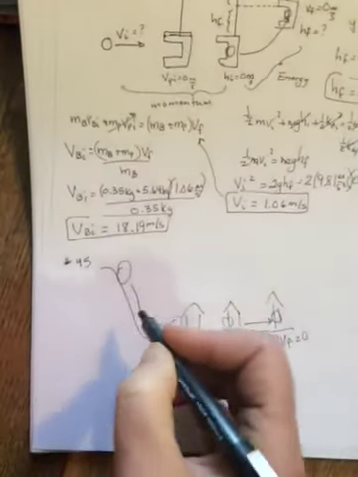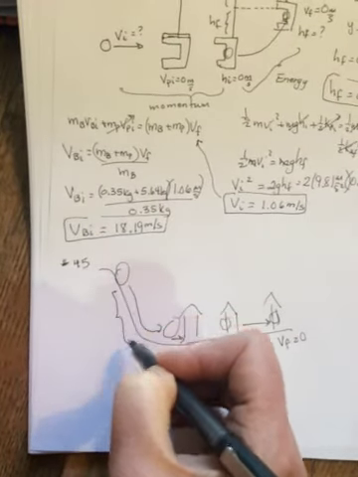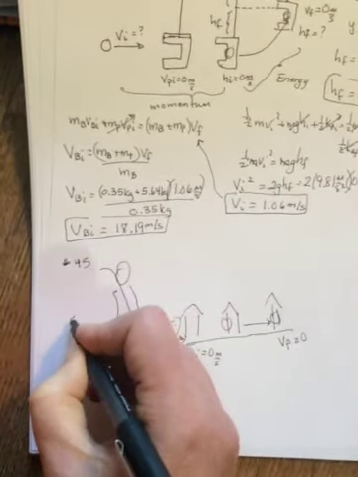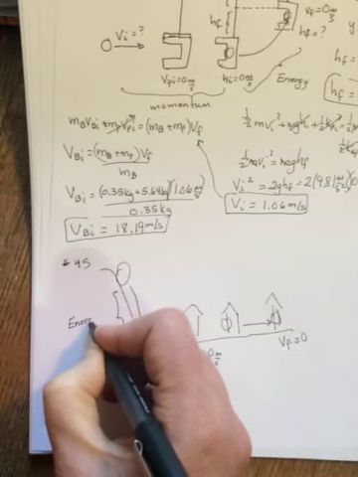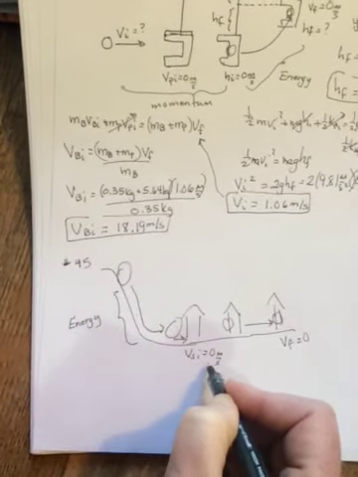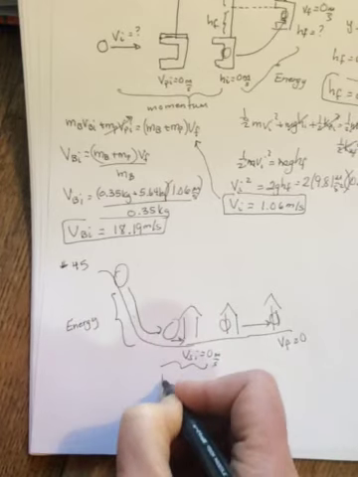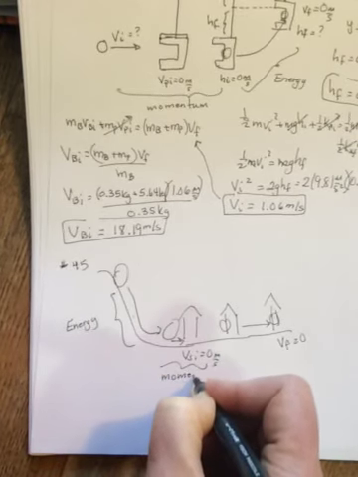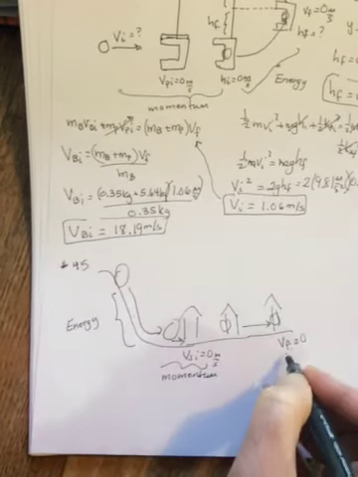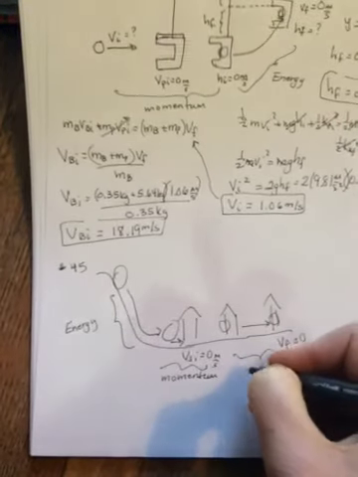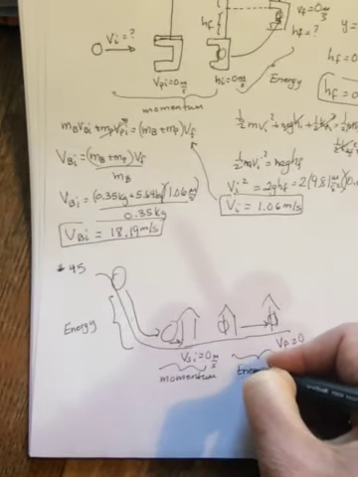Okay, so this time there are 3 parts. There's a change in height, change in speed, so this you're going to use energy. There's a collision right here, so you're going to use momentum. And then they slide along the ice until they stop, so you have to use energy again.